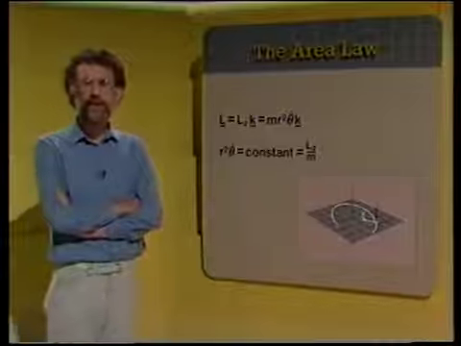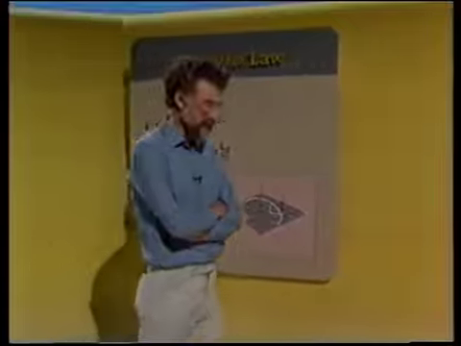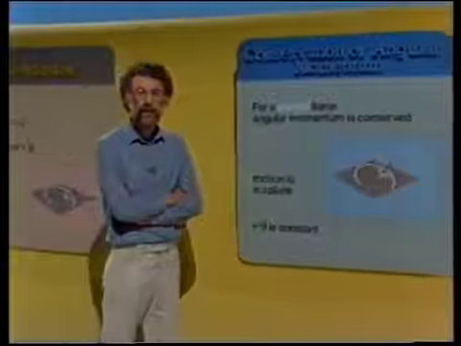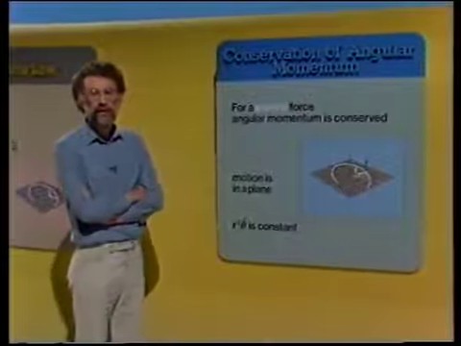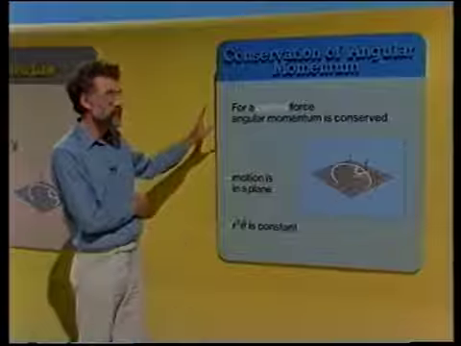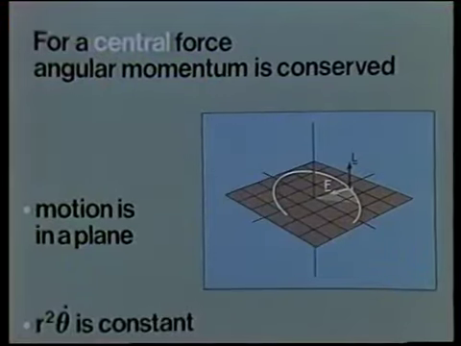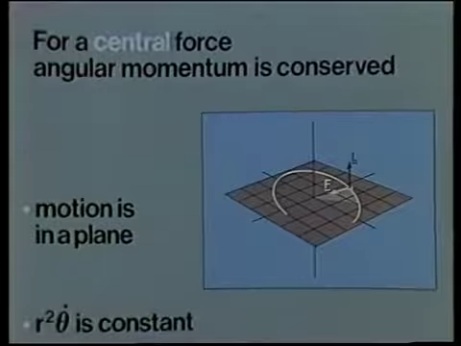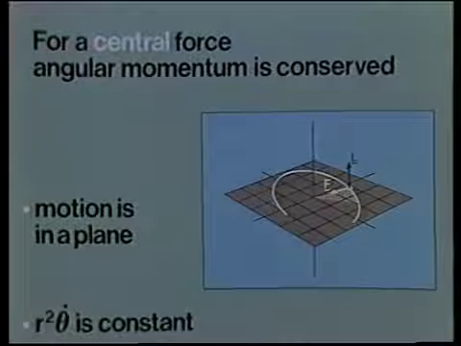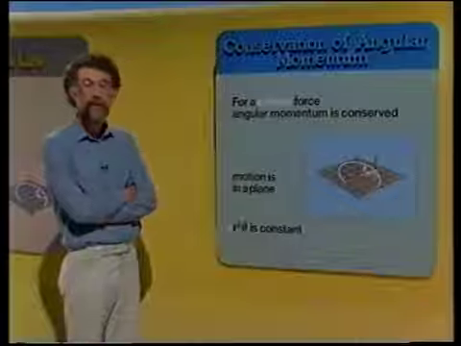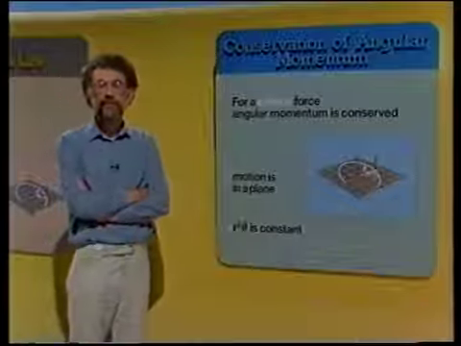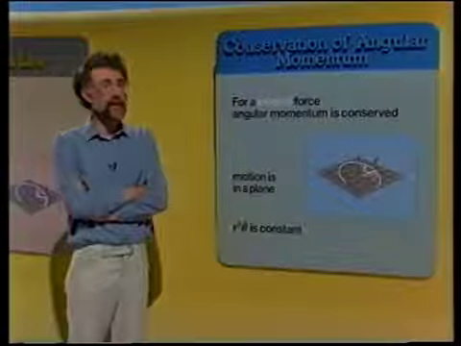Well, before we go any further, let's summarize what we've discovered so far about central forces. We've defined what a central force is, and we've shown that for a particle moving under any central force, angular momentum is conserved. And that's allowed us to say 2 things about the motion. Firstly, that the motion takes place in a plane. And secondly, that r squared theta dot is constant. And that can be expressed geometrically as the area law. And we've deduced all this without solving any equations of motion. Indeed, without even knowing anything about the magnitude of the force at all.